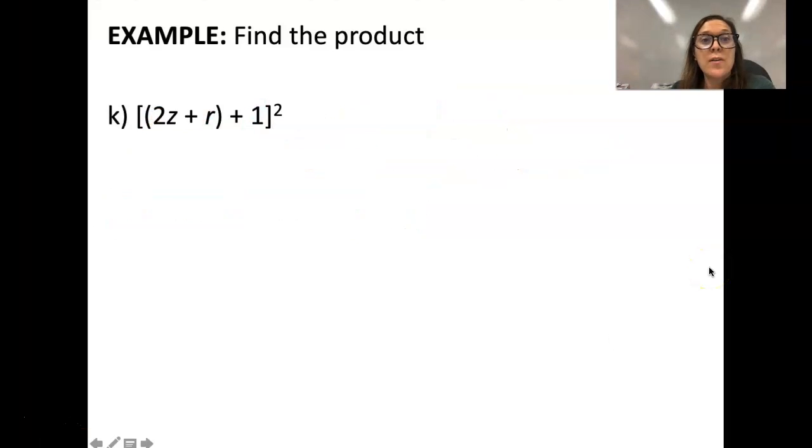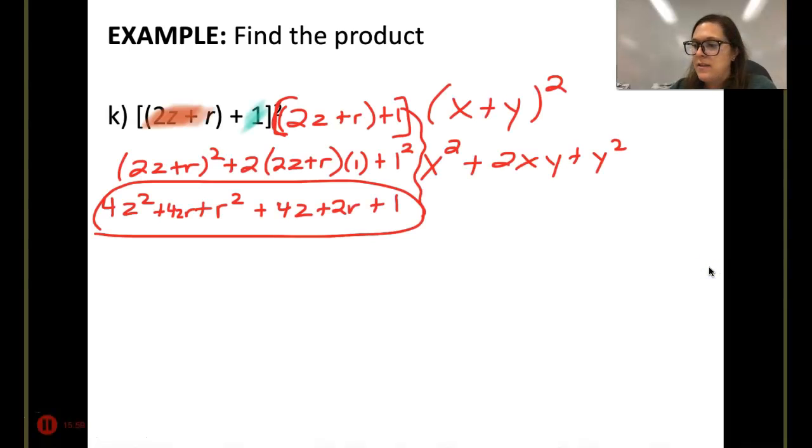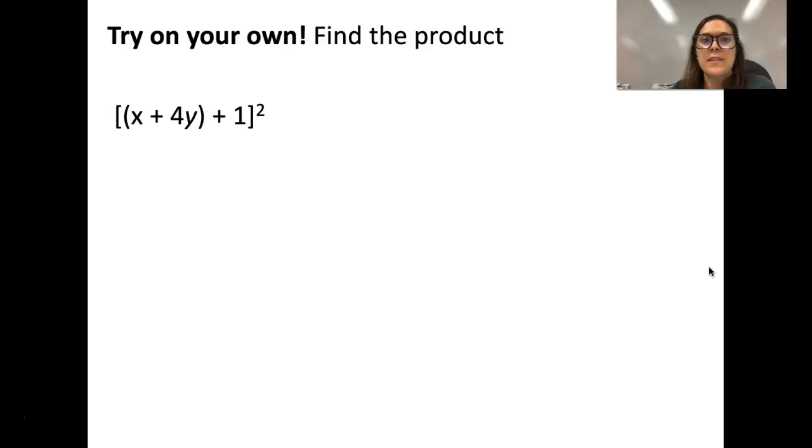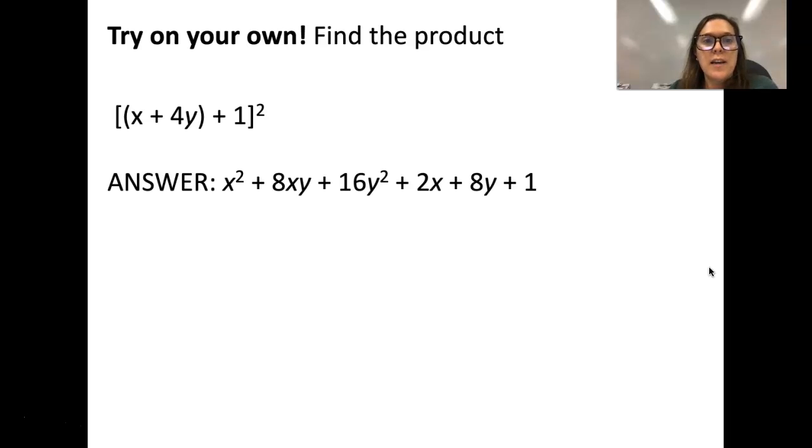Okay, so hopefully you can try the next one on your own. Did you get x squared plus 8xy plus 16y squared plus 2x plus 8y plus 1?